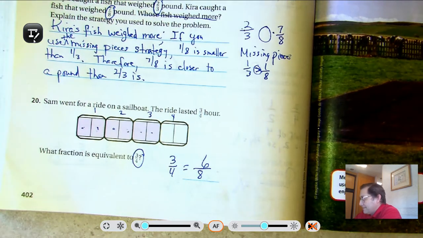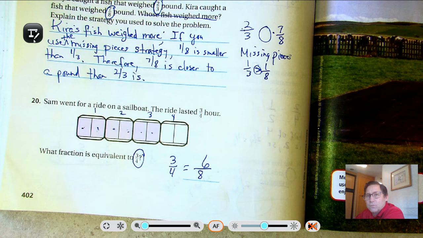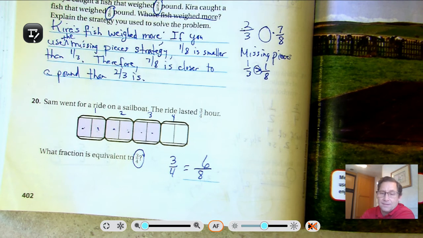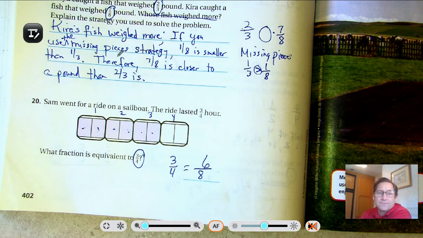All right, so that's it for chapter 9. My recommendation would be to make sure that you are able to express how to use the same numerator strategy, the same denominator strategy, the missing pieces strategy, and then also be able to compare fractions to 1/2. So if you practice those things and have a clear understanding, you'll do well on your test.